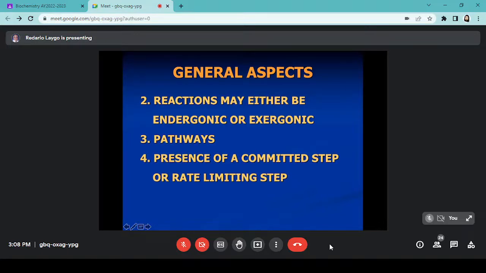Now, this anabolism as well as catabolism are made up of pathways. Examples of catabolic pathways are your beta oxidation of fatty acids. Glycolysis is a catabolic pathway.